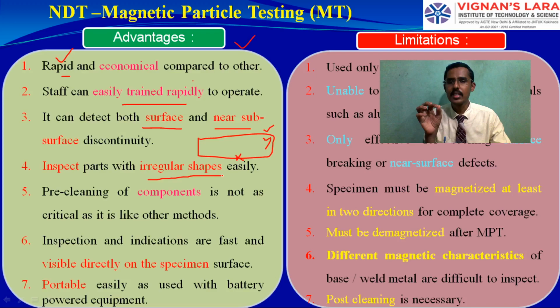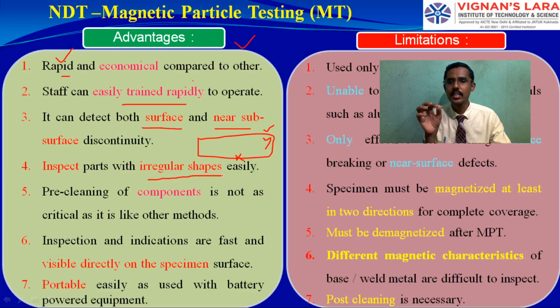But in the case of radiography film, the film operator is different and the inspector is different. Only the inspector needs the film. The operator will operate the radiography, clean the film, and give the film to the inspector. Just by viewing the film, they can interpret the results. But it is not like that here. In magnetic particle testing, the inspector has to visit the spot and the specimen directly. Then we can identify.